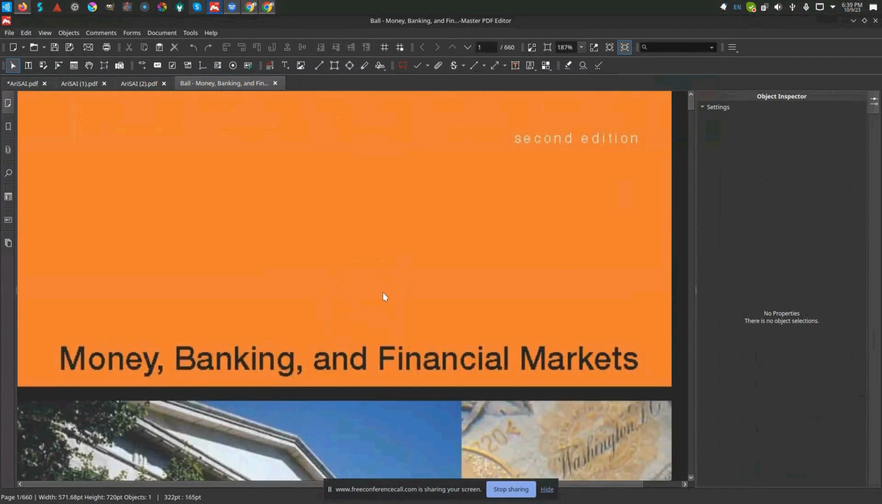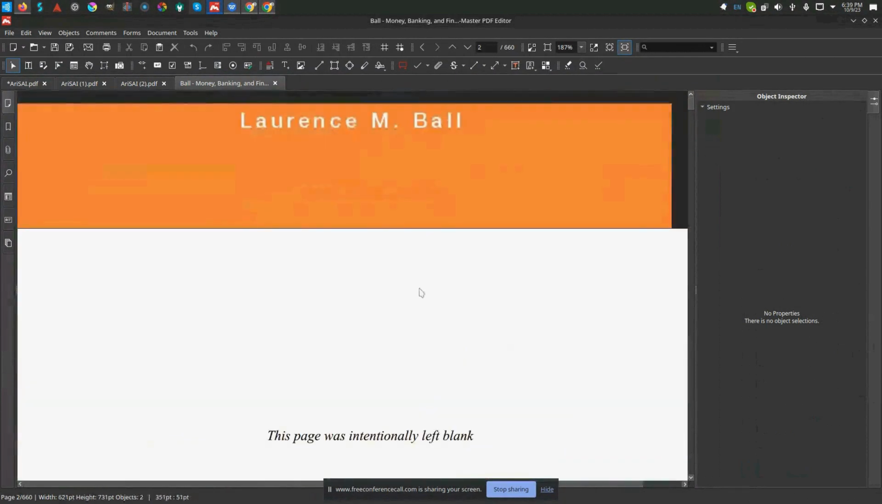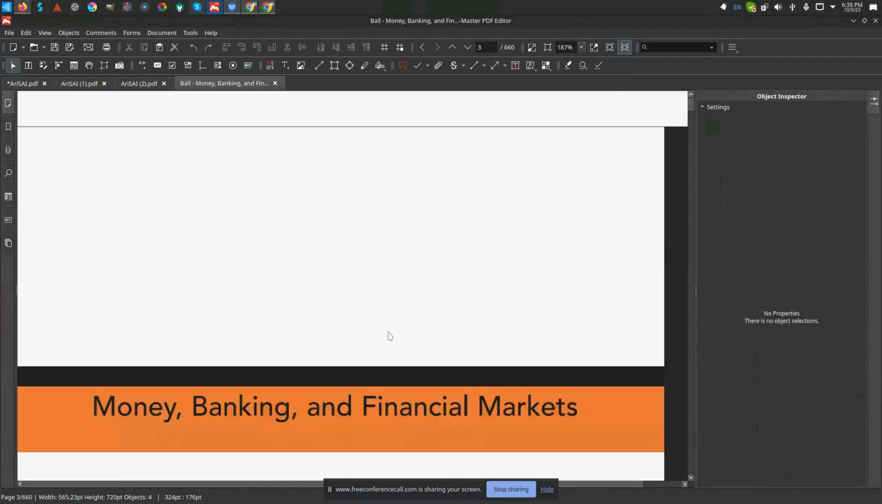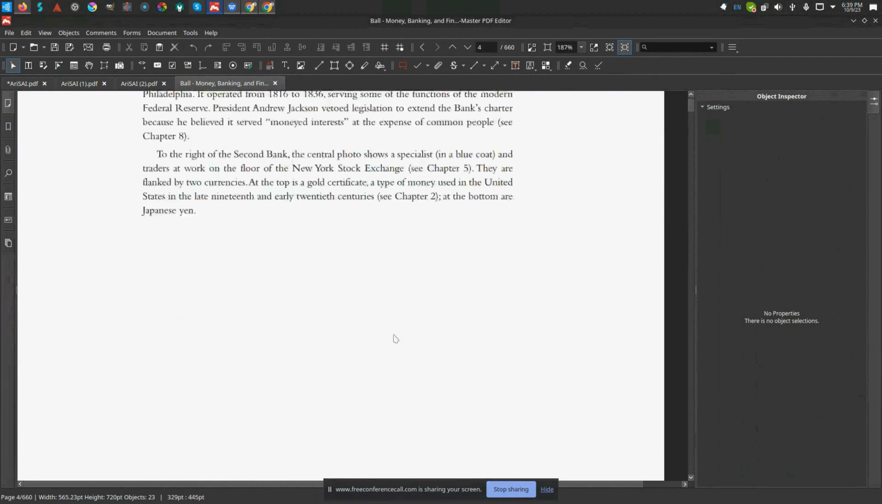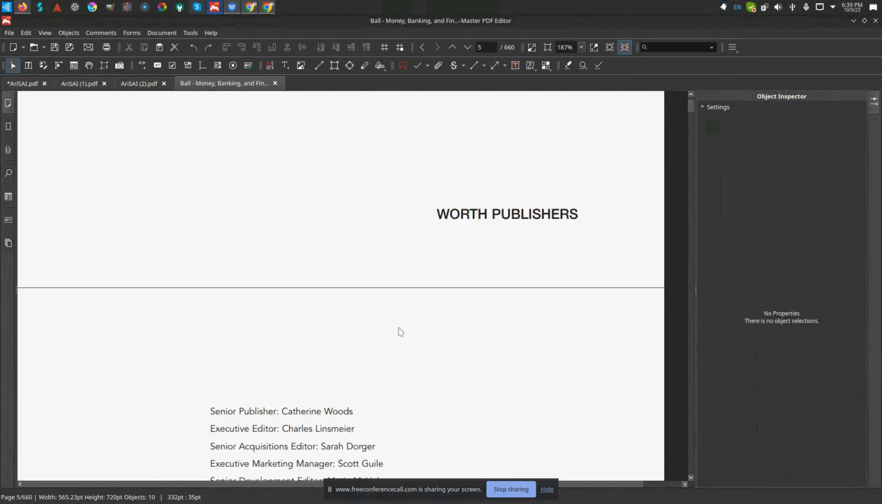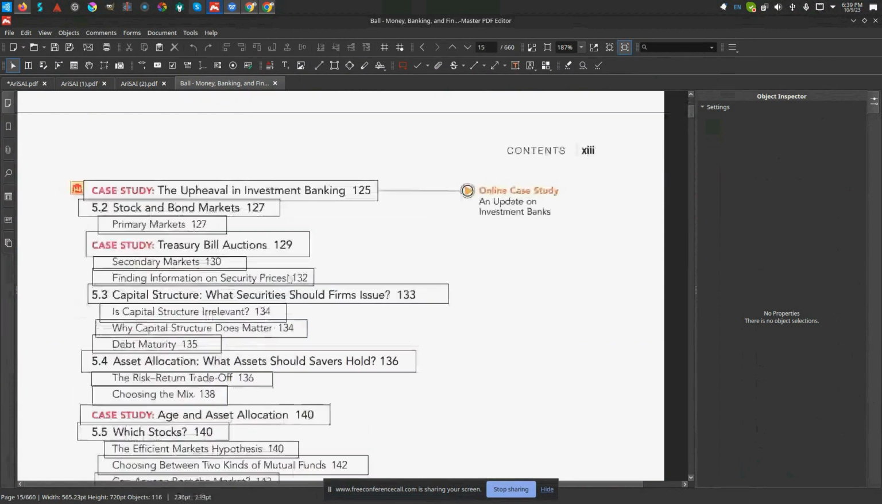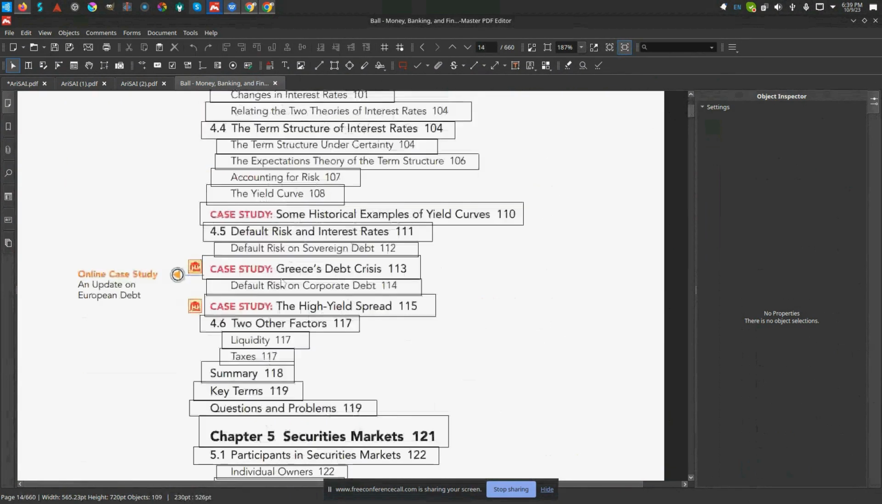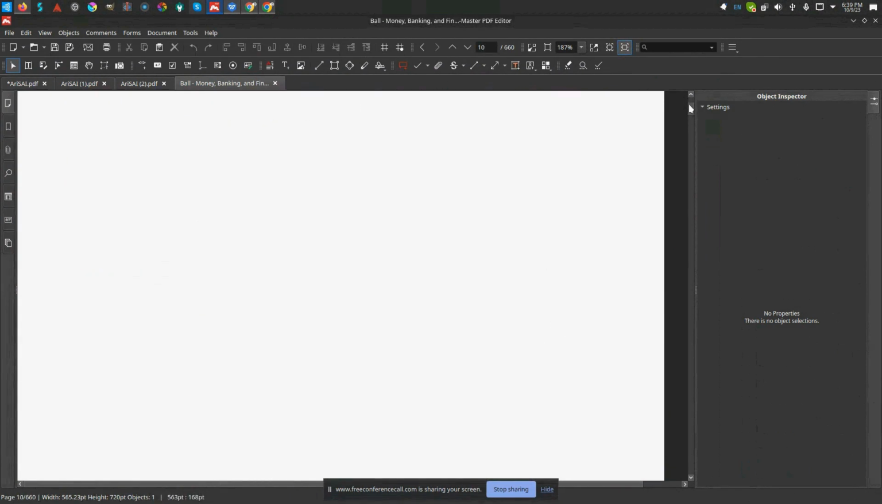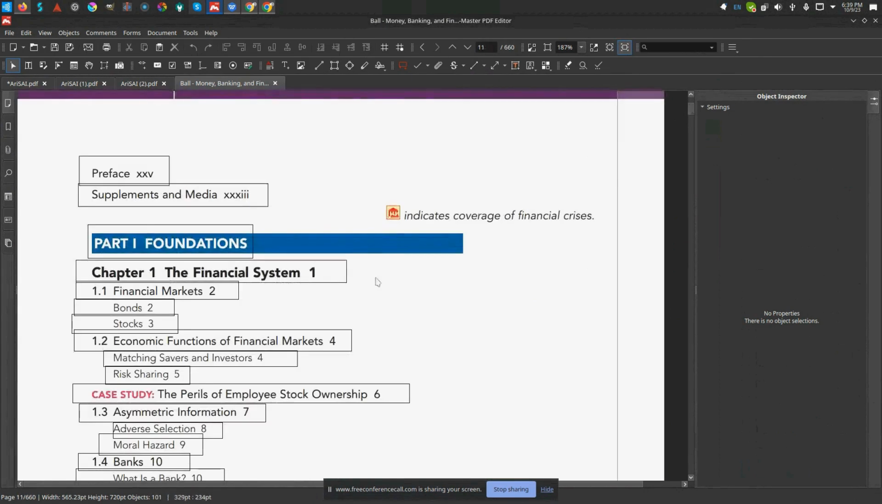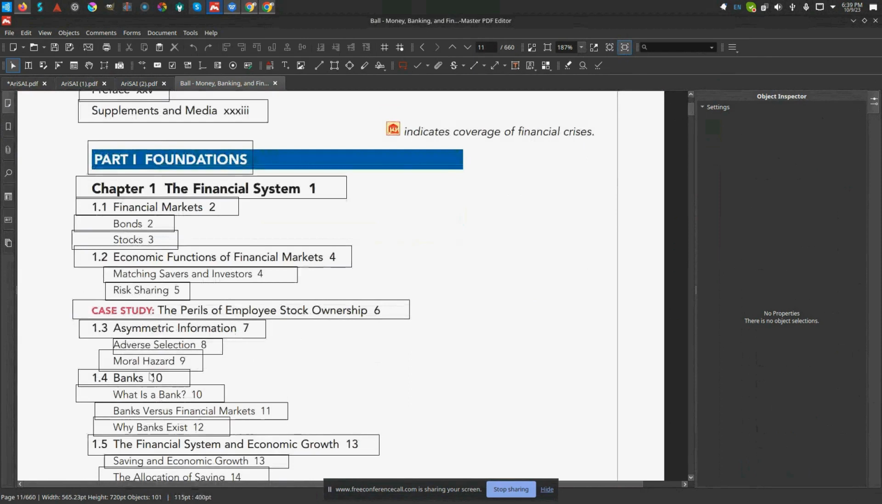Now, this is the document that I was asking you to start reading, written by Lawrence M. Ball. Section 1.3. And I'm going to scroll to section 1.3. I'm a little too far ahead. Section 1.3. Right there. Page 7. Boom. All right, we know it's going to be on 7.